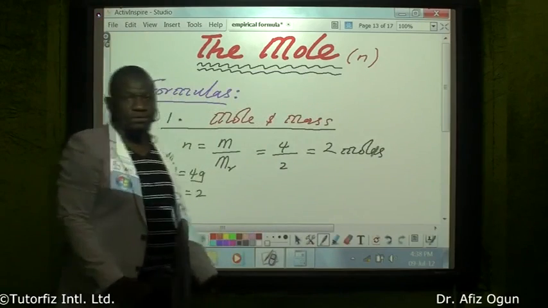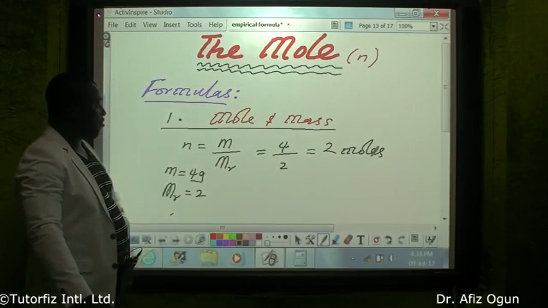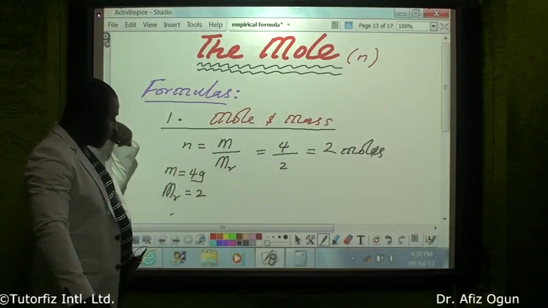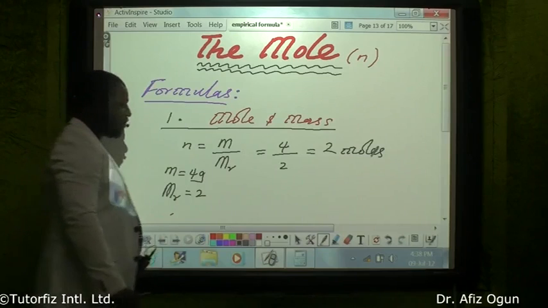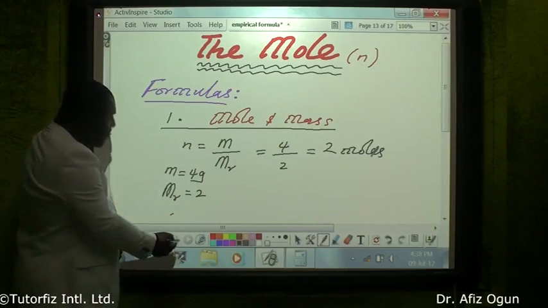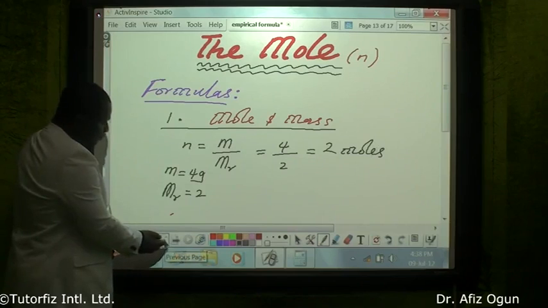This is 2 moles. I have 2 moles of hydrogen because the given mass is 4 and the molar mass of hydrogen is 2. Can you see that now? All right. Now, let's go down again and look at another one.